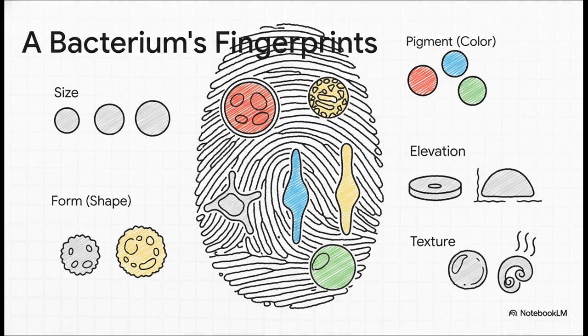How big are the colonies? What color are they? What's their overall shape? How raised up are they from the agar? What do the edges look like? What's the texture? And yep, believe it or not, even what they smell like.